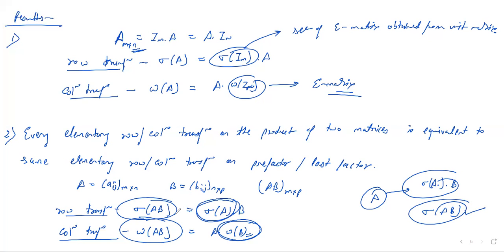Similarly for the columns. Okay, now another result is, if we perform elementary row and column operations on A, the order in which these transformations are performed is immaterial. That means we can write this matrix as PAQ.